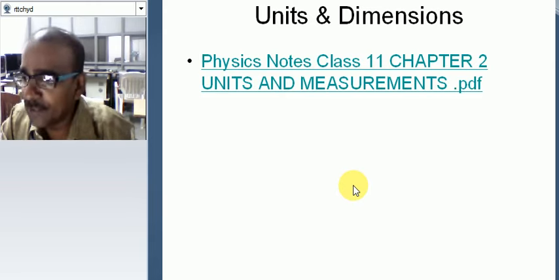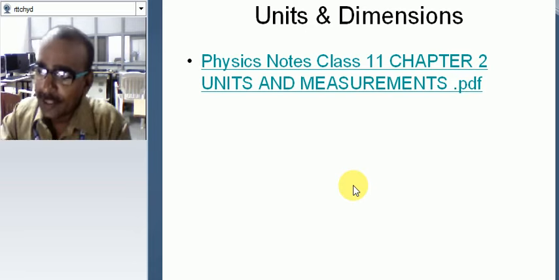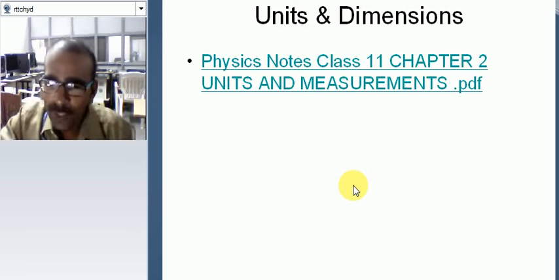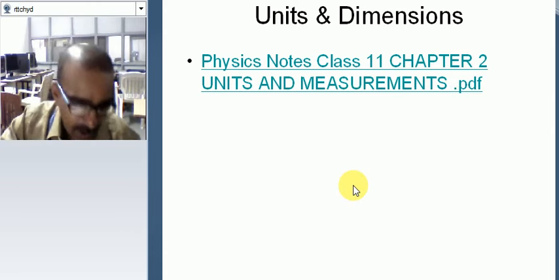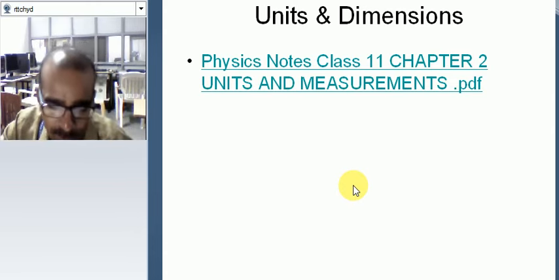The basic part of units and dimensions is the basic definition of the units. A unit is a definite amount of physical quantity which is taken as a standard unit. That should be reproducible and internationally accepted. This is about the unit.